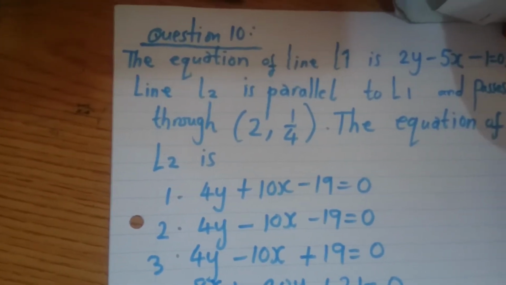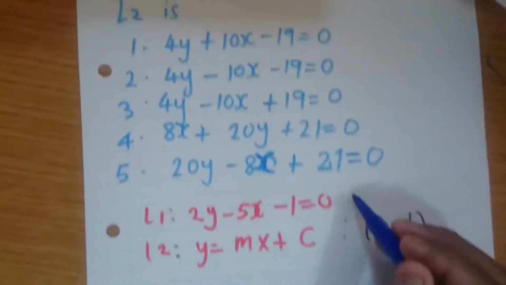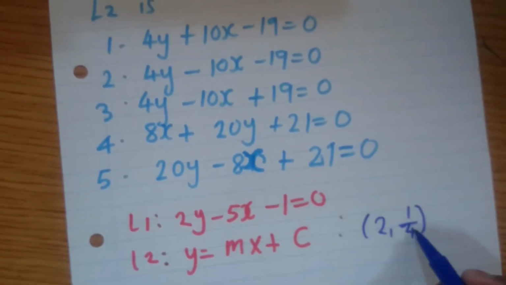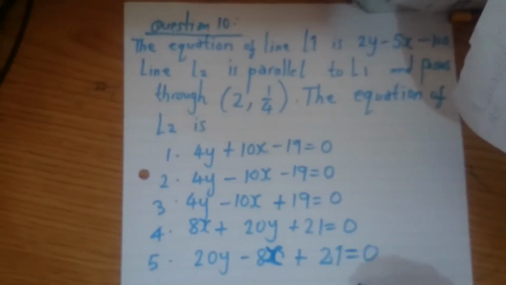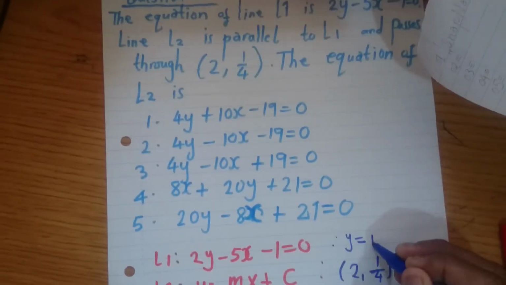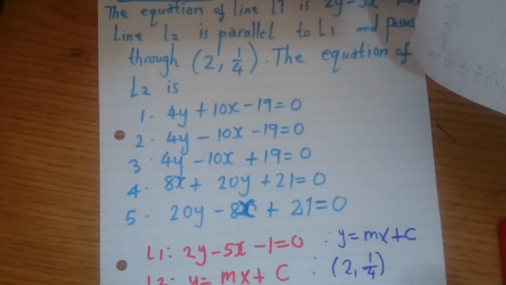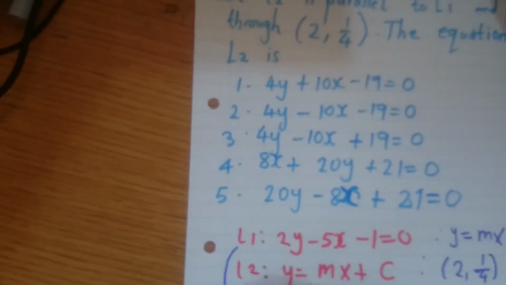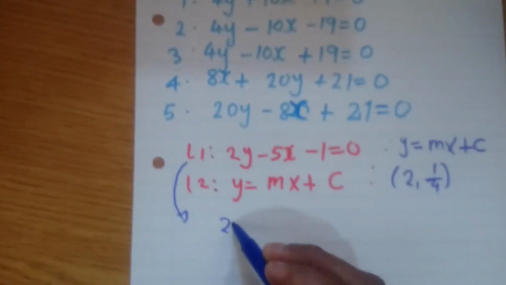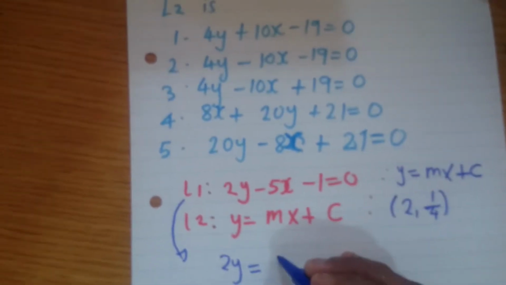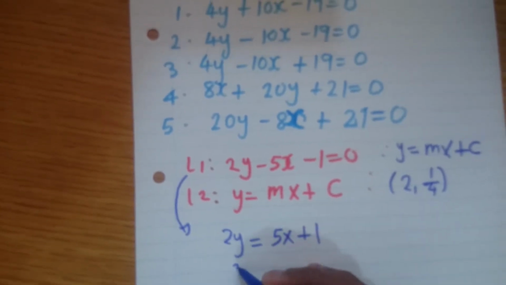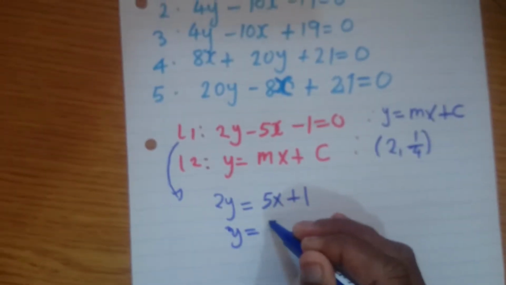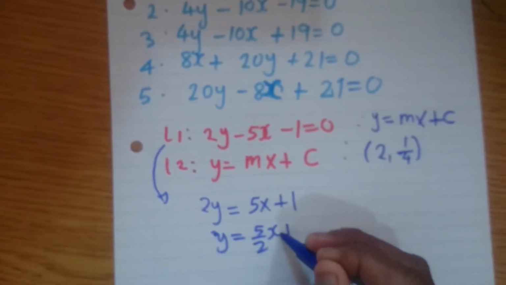These are the points line 2 is going to pass through. First, I have to rearrange this into the standard equation of a line. What is the standard equation of a line? It is y equals mx plus c. So I'm going to take line 1 first and rearrange: 2y equals 5x plus 1, divided by 2 throughout. So I get y equals 5/2 x plus 1/2.